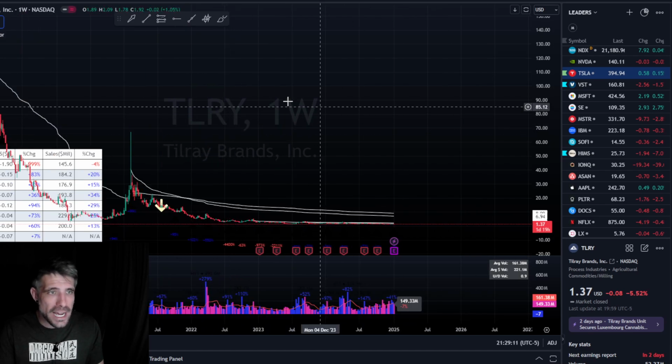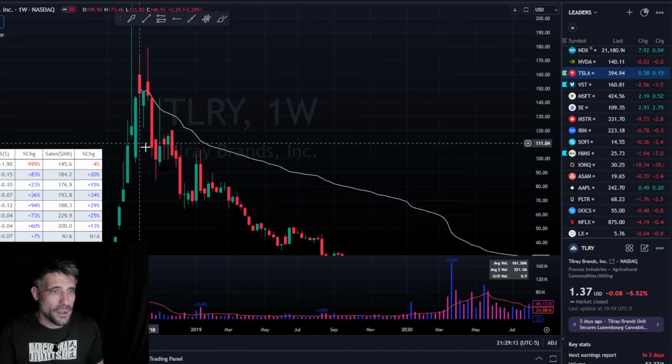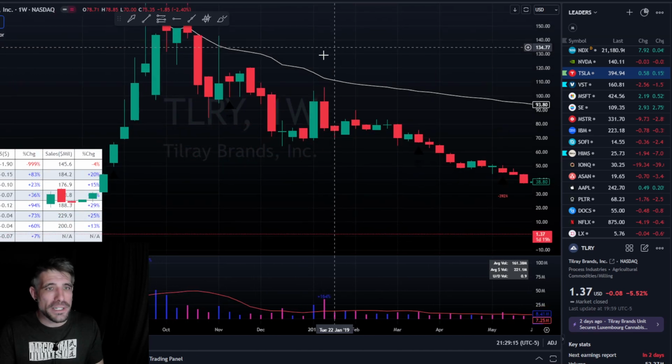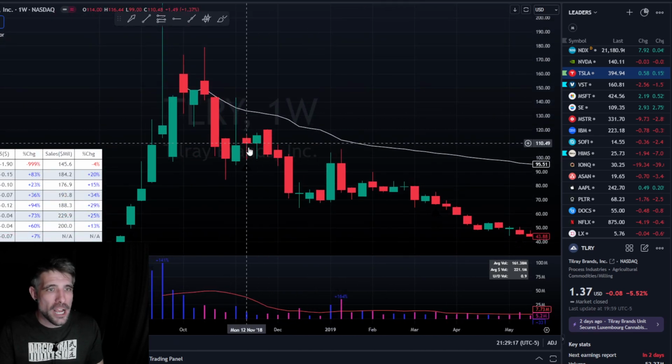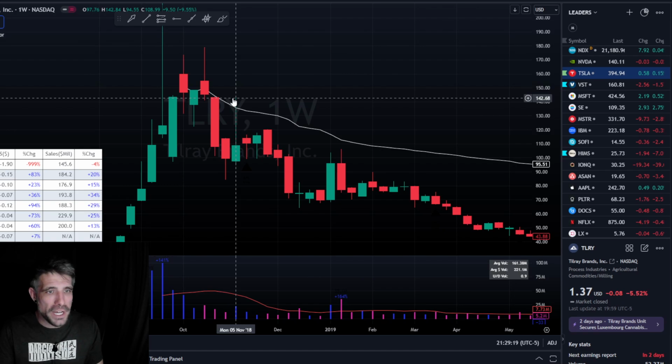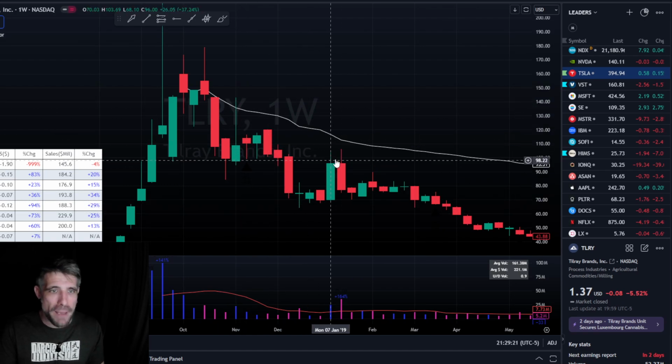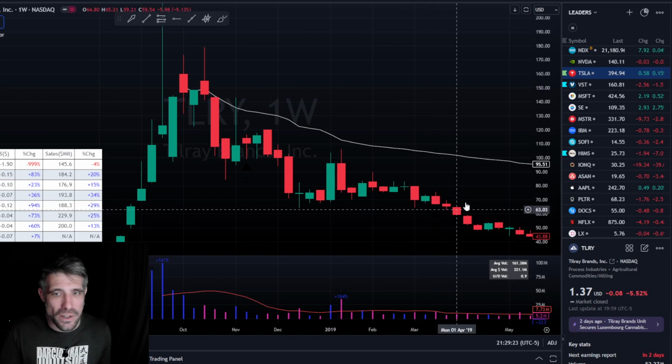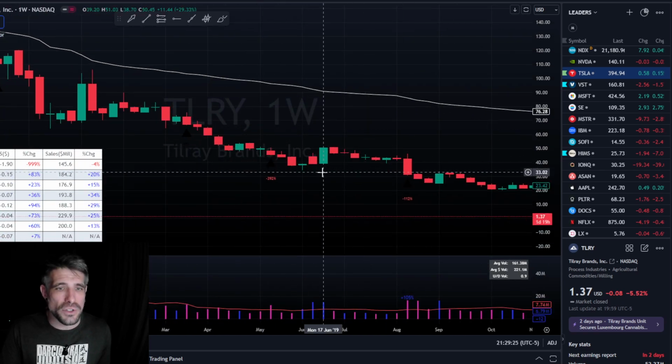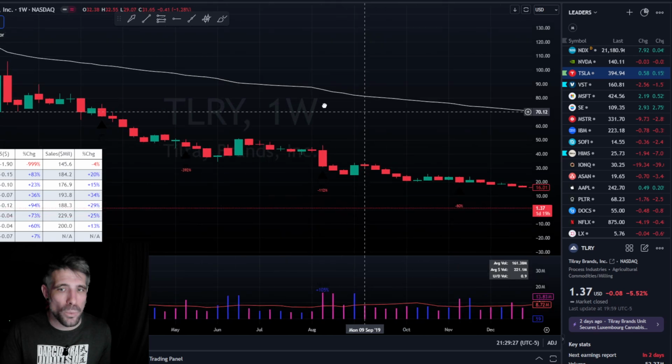And look, every time this thing would pop back up, let's just go right back here. Every time this would pop back up, look, it comes right up into its VWAP area, it sells off. It pops back up into this VWAP area, it sells off. And every single time that this would get a pop, it would sell off.